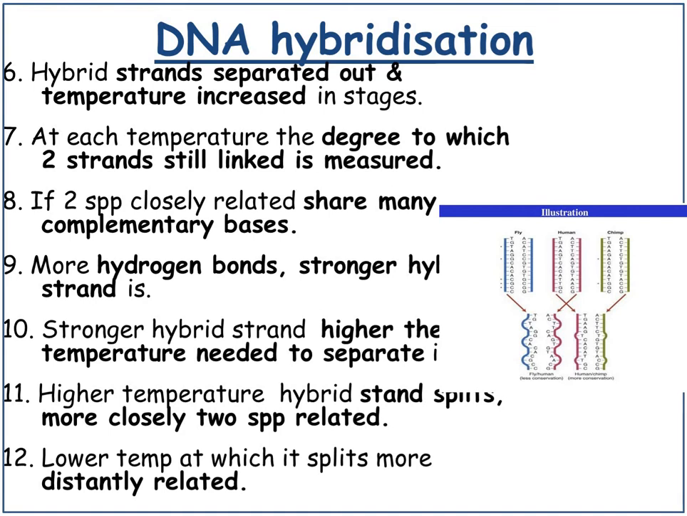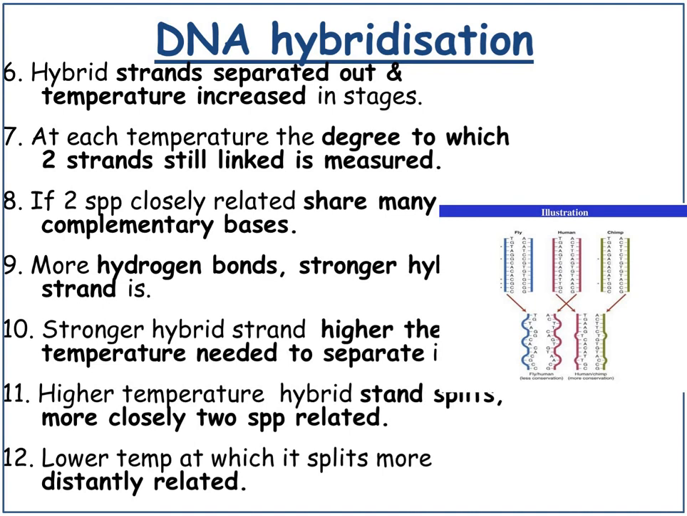If two species are closely related, they will share many complementary bases. Therefore, there are more hydrogen bonds, so the stronger the strand is. The stronger the hybrid strand, the higher the temperature that is needed to separate it. The higher the temperature at which the hybrid strand splits, the more closely related the two species are. The lower the temperature at which it splits, the more distantly related.